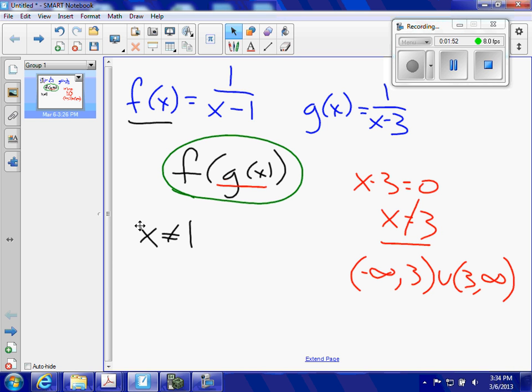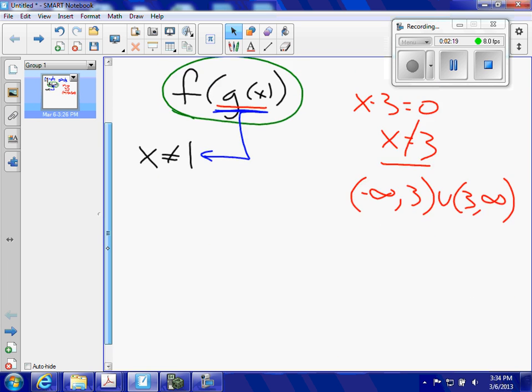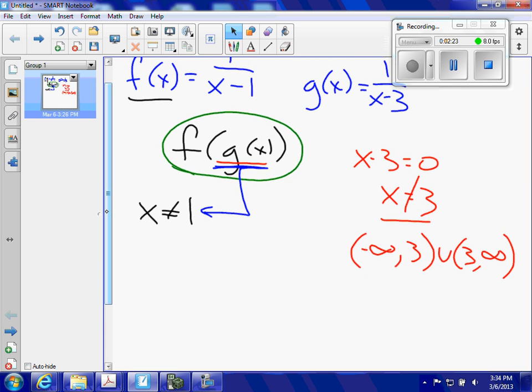So what I'm saying right now, and you might want to replay this a couple of times and think about it, is I have to make sure that g of x is not equal to 1. G of x cannot be equal to 1, because if g of x is equal to 1, then my f of g of x is not going to work. So what would make g of x equal to 1? I'm going to go g of x is equal to 1 over x minus 3.